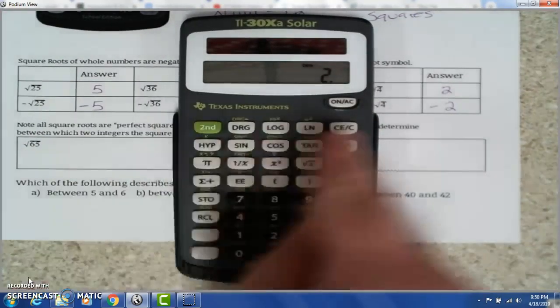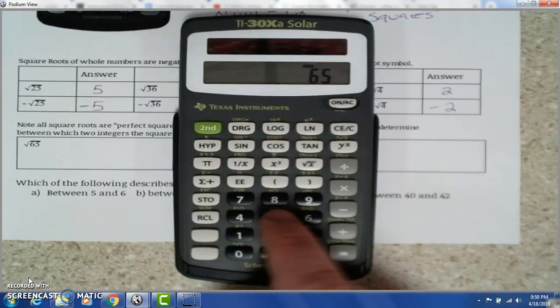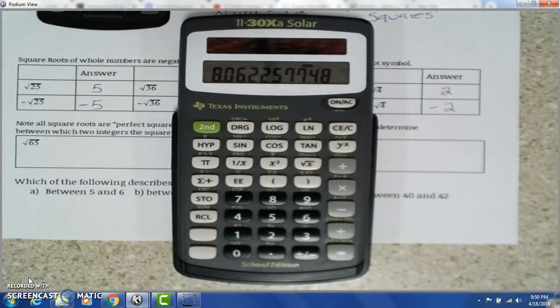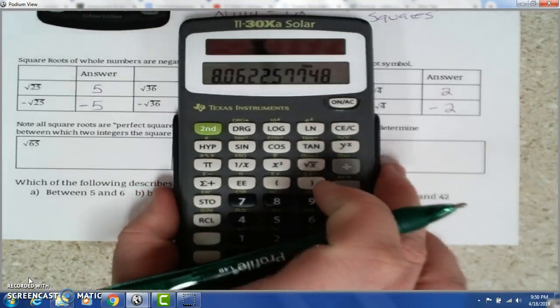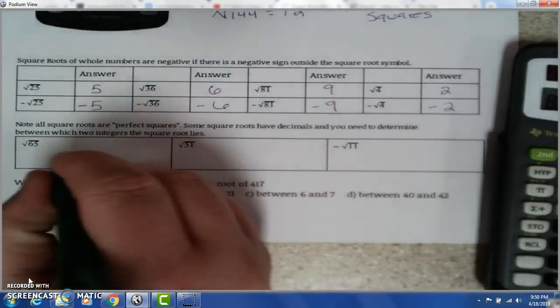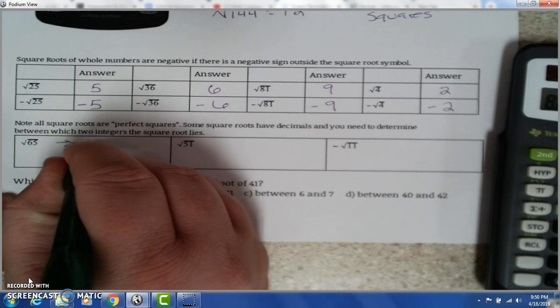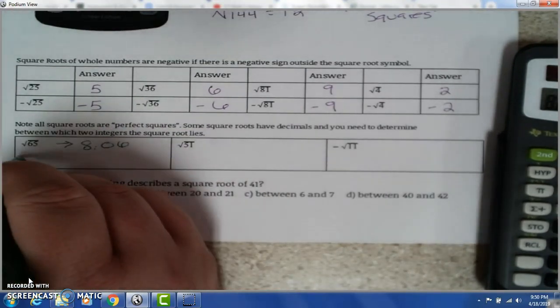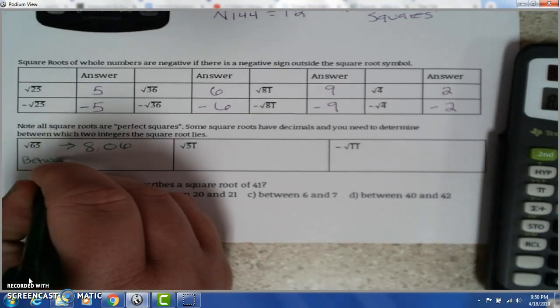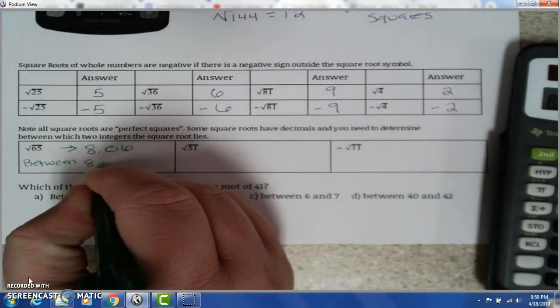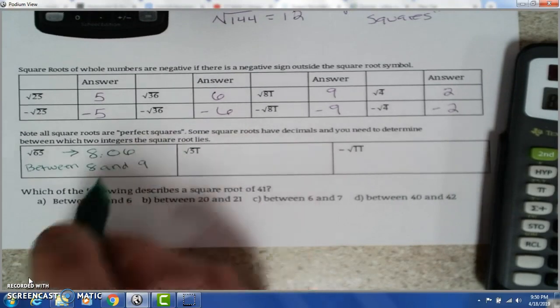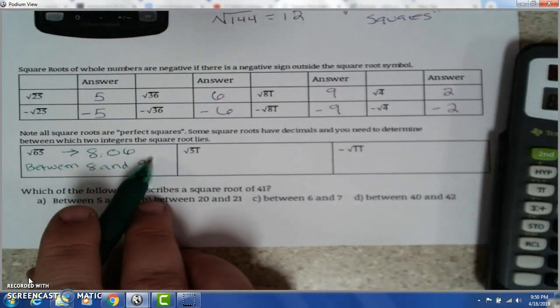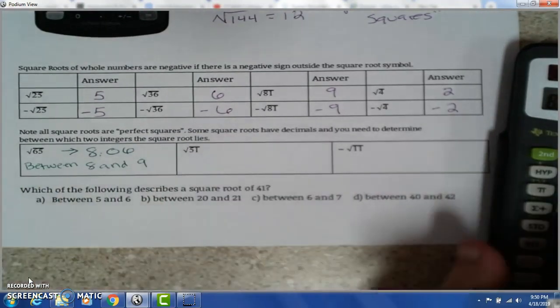So let's go ahead and do some examples. Square root of 65. That gives me 8.06. We're going to treat this as money, okay? 8.06 is between 8 and 9. It's more than 8, but less than 9, okay?